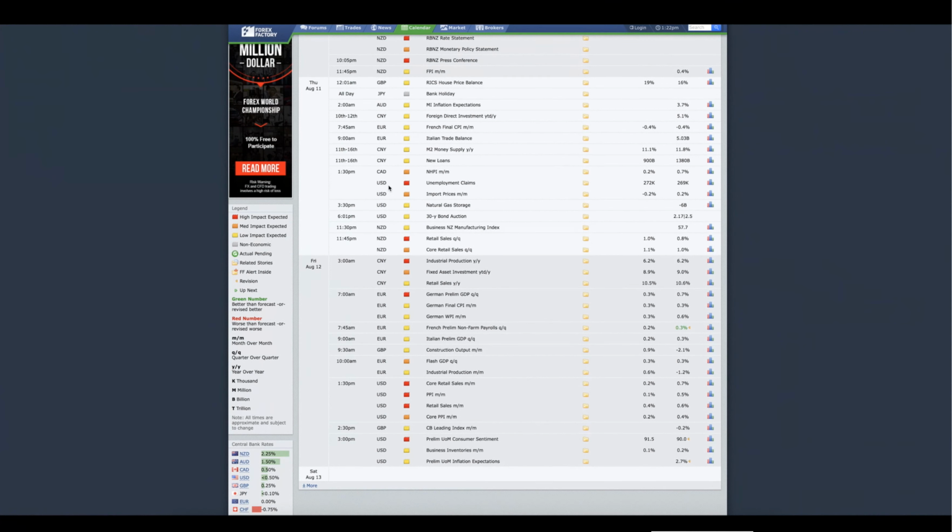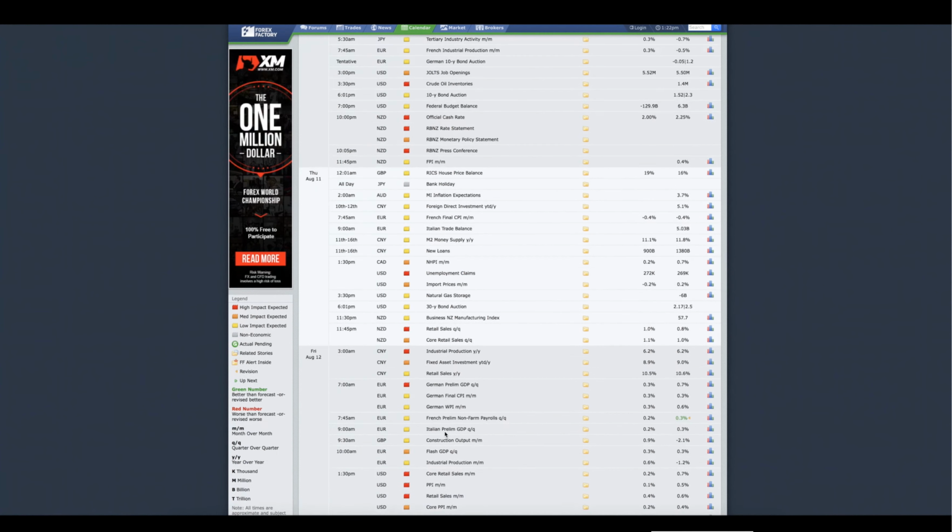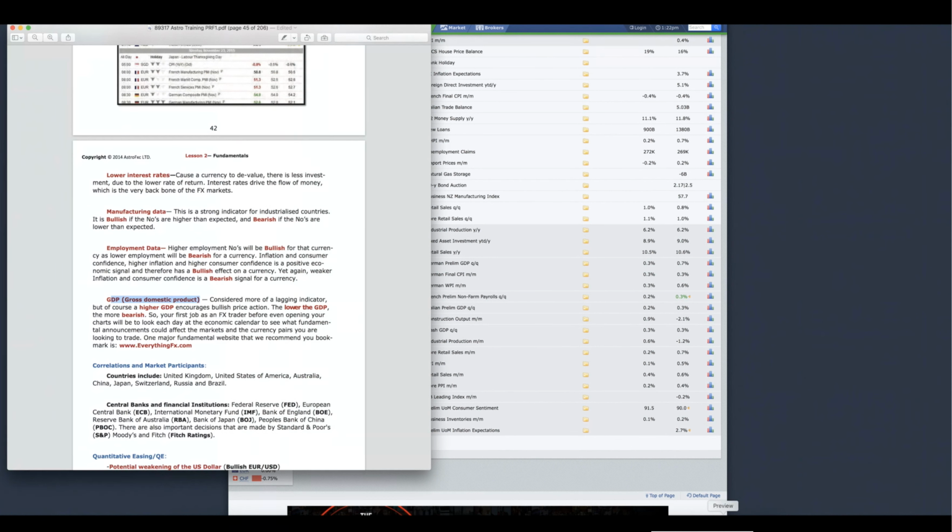And then we have unemployment claims on the US dollar. And then over here, we have a few more on the Friday. To be honest, that whole entire week is looking quite clear. The things I'll be looking at, obviously, interest rates, FOMC, Bank of England announcements, stuff like that, employment pieces of data, and non-farm payroll.